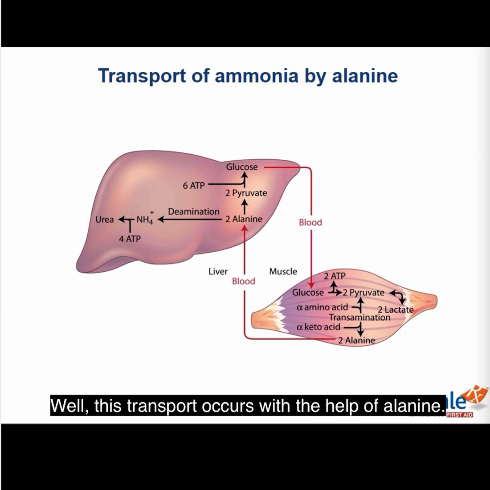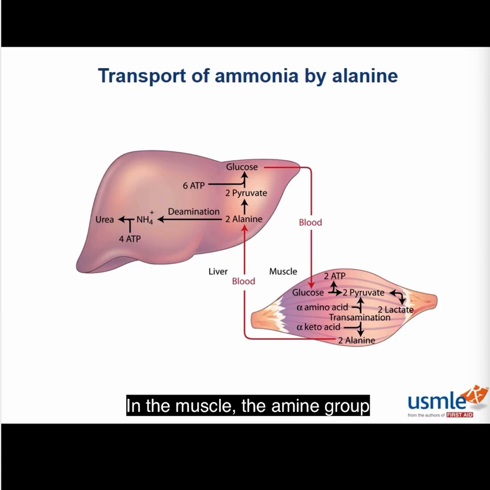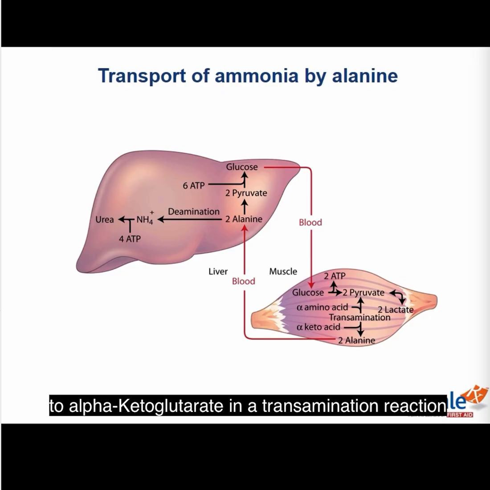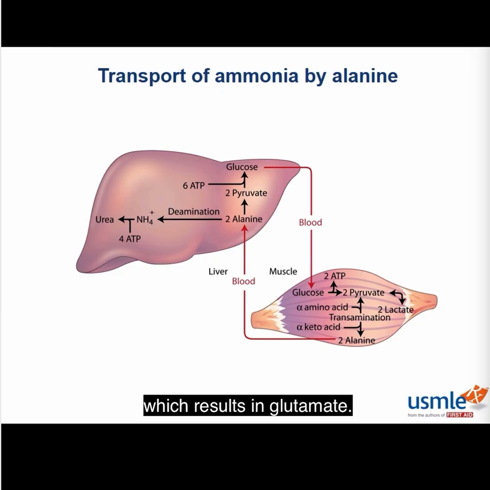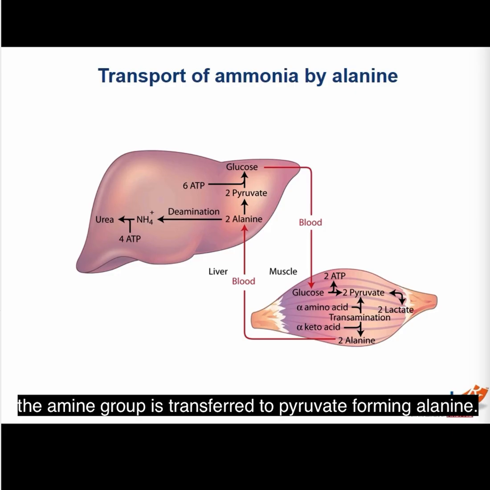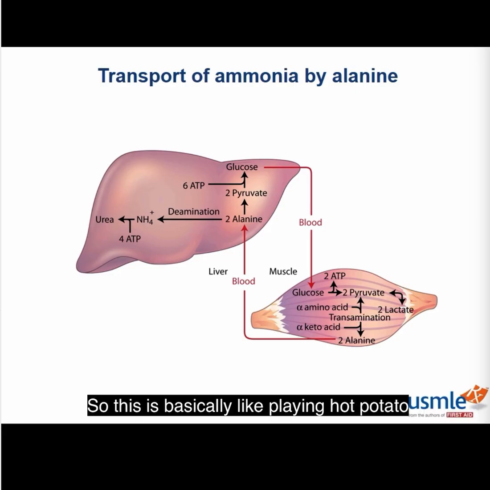Well, this transport occurs with the help of alanine. In the muscle, the amine group that you're trying to dispose of is added to alpha-ketoglutarate in a transamination reaction, which results in glutamate. In a second transamination reaction, the amine group is transferred to pyruvate, forming alanine. So this is basically like playing hot potato with the amine group, passing it along until alanine is finally formed.